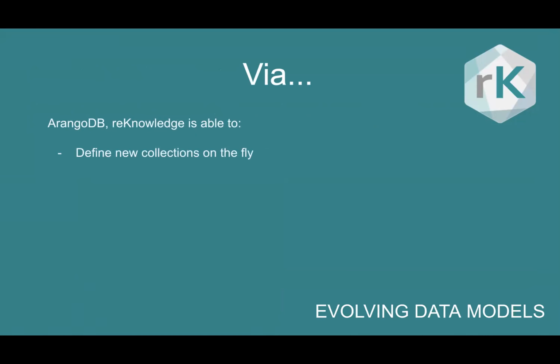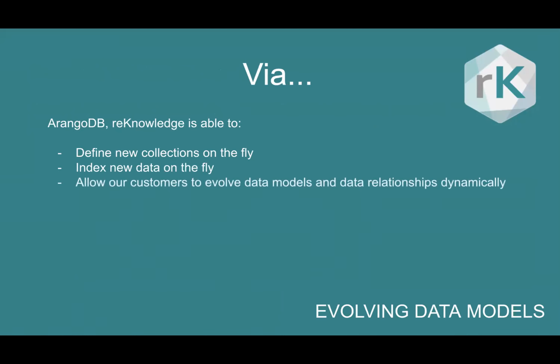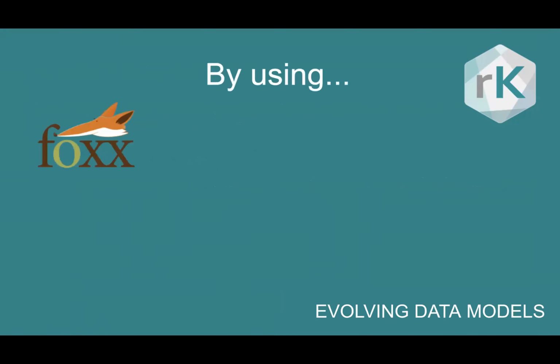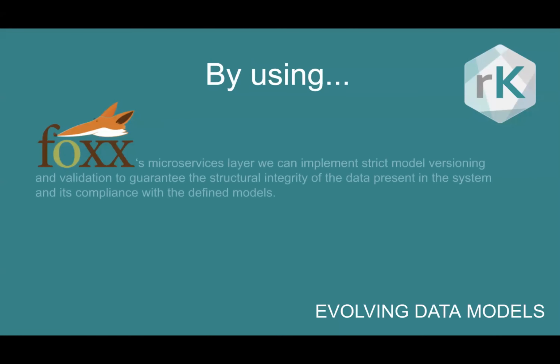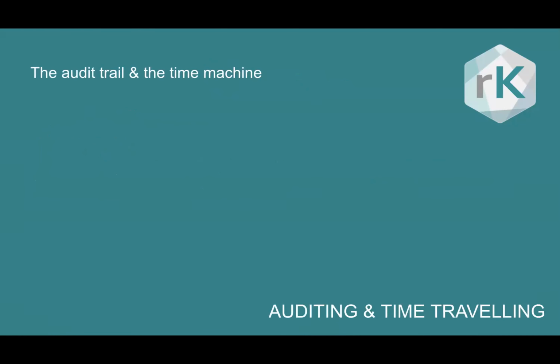Well, Arango allows us very easily to define new collections on the fly, to index new data dynamically, and to allow our customers to evolve those data models and data relations dynamically and help them evolve them over time. And by using Foxx again, we can very easily implement strict modeling, versioning, and validation. So we can guarantee the structural integrity of the data that comes into the system, that it is compliant with the models that have been defined or imported from external sources.